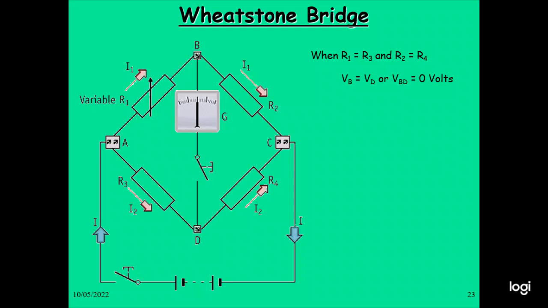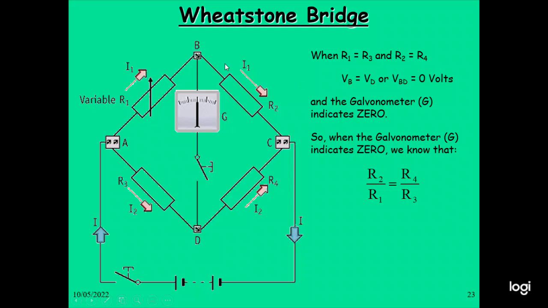Where R1, R2, R3, R4 are such that VB and VD are equal, that is 0 volt, and the galvanometer G indicates 0. So R2 by R1 equals R4 by R3. If R2 is the only unknown, then R2 equals R1 multiplied by R4 divided by R3.